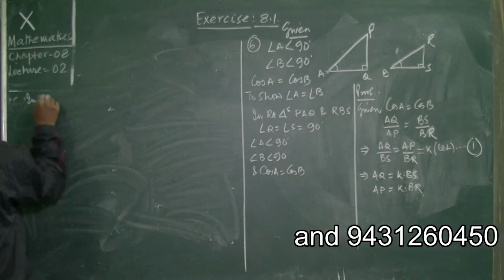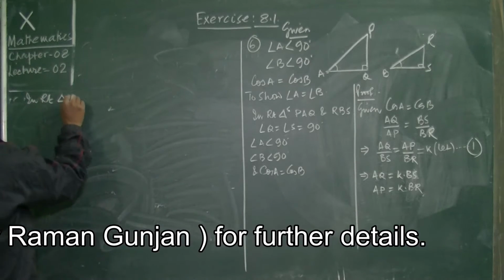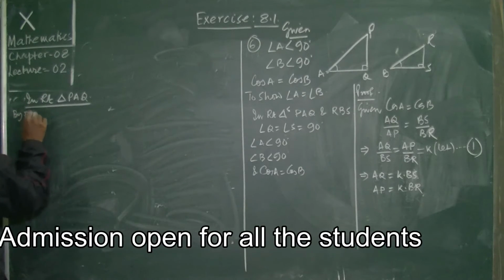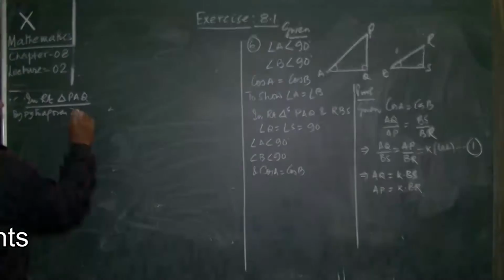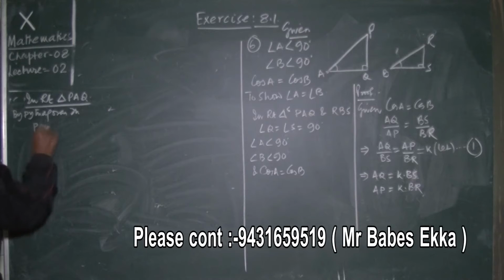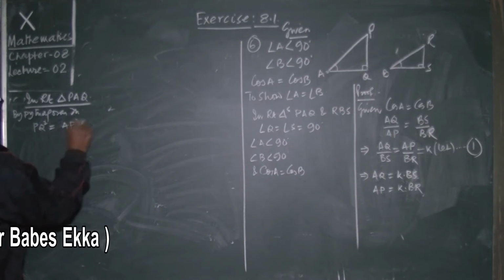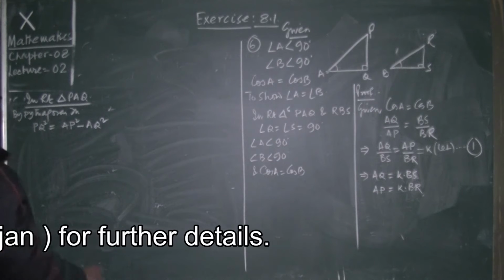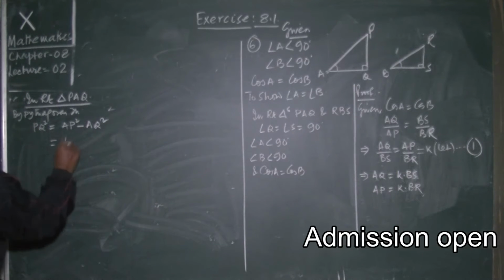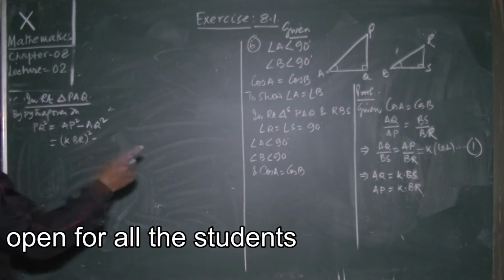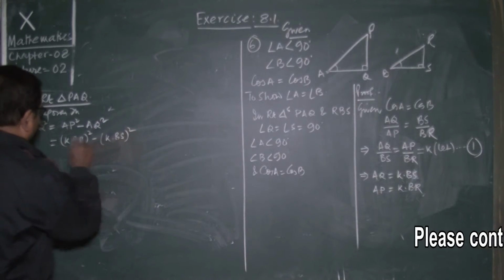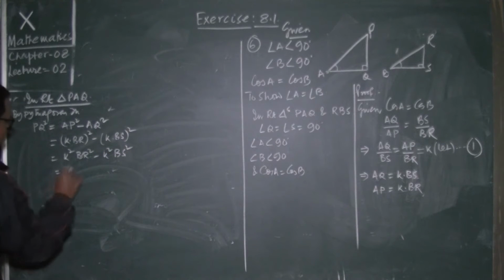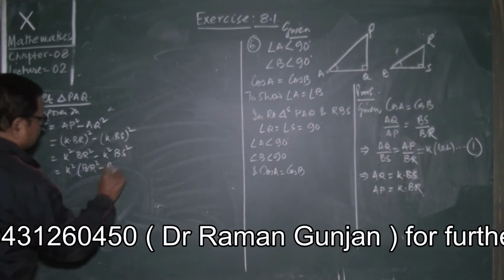Now, in right triangle PAQ, by Pythagoras theorem, we are required to find PQ square, and that will be equal to AP square minus AQ square. PQ square is equal to AP square minus AQ square. AP square's value is K square BR square, K into BR whole square, and AQ is equal to K into BS, squared. So we can write it as K square BR square minus K square BS square. You take K square as common and it will be K square times BR square minus BS square.